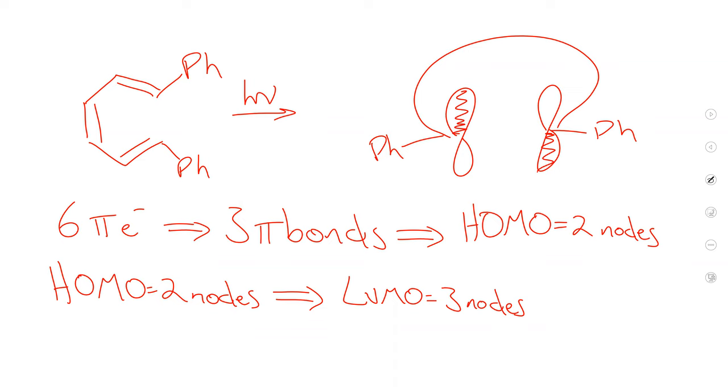And now we can say, all right, I need the shaded parts to overlap with each other. To get the two shaded parts to overlap with each other, we have to rotate them both clockwise. Or both counterclockwise. Either way, it's conrotatory, to use that term. And that means our product is going to be cis or trans? The trans.